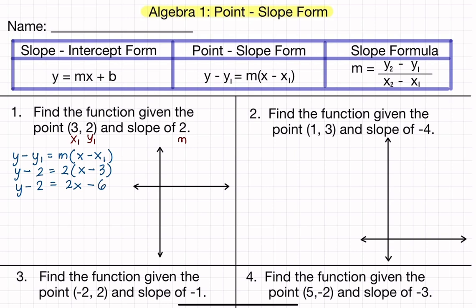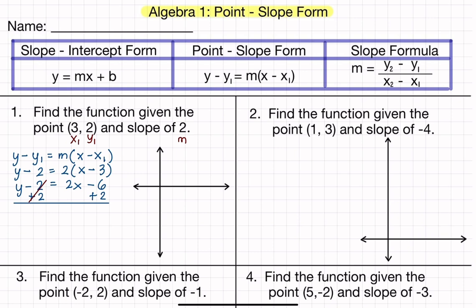Now we will combine like terms because again, class, our goal is to produce a slope-intercept form. So we have a negative 2 here or minus 2. How are we going to eliminate negative 2? Very good, by adding 2 to both sides of the equation. So negative 2 plus 2, this will be cancelled.